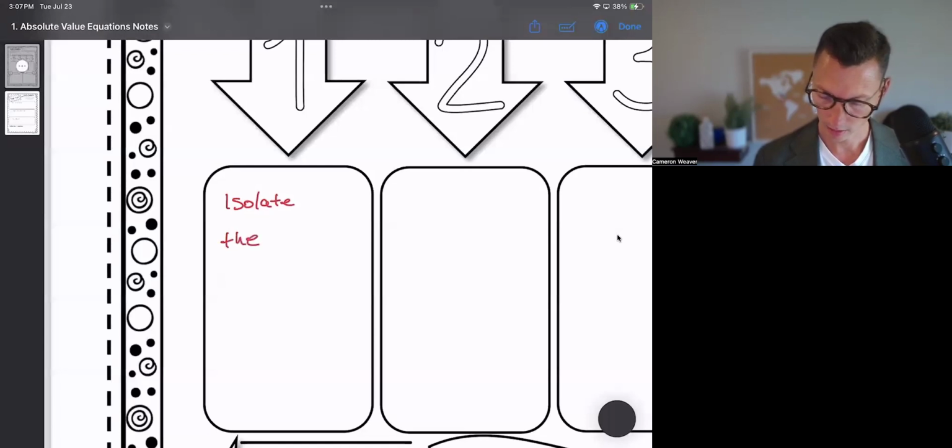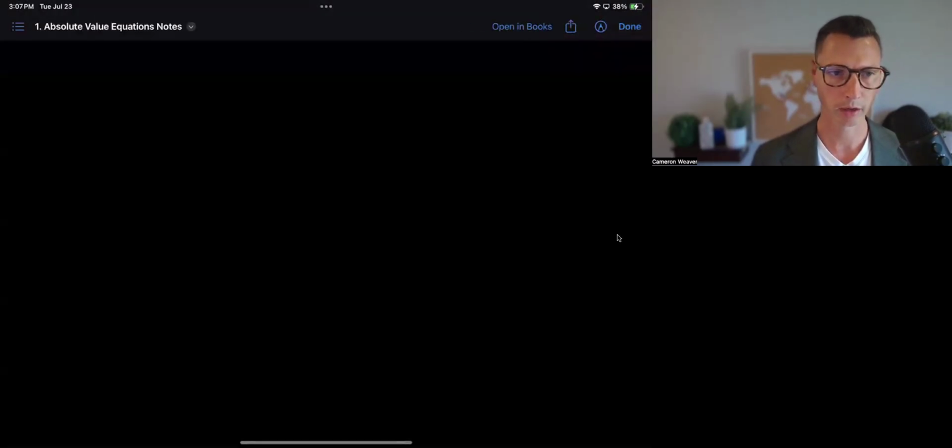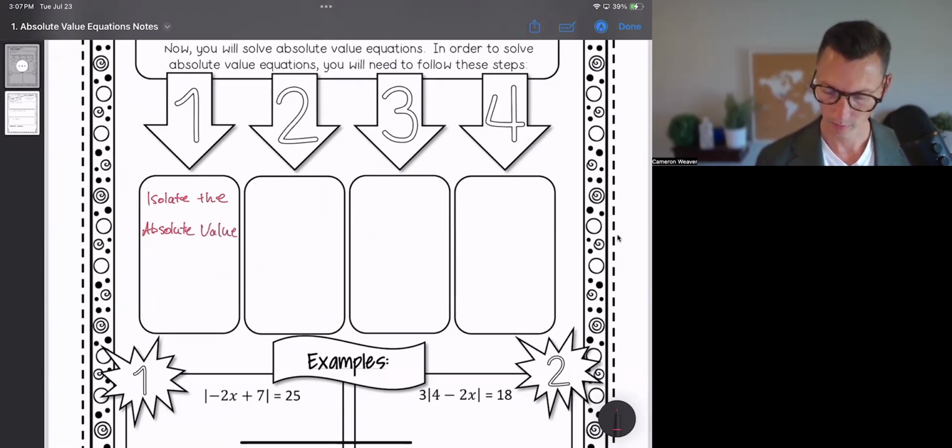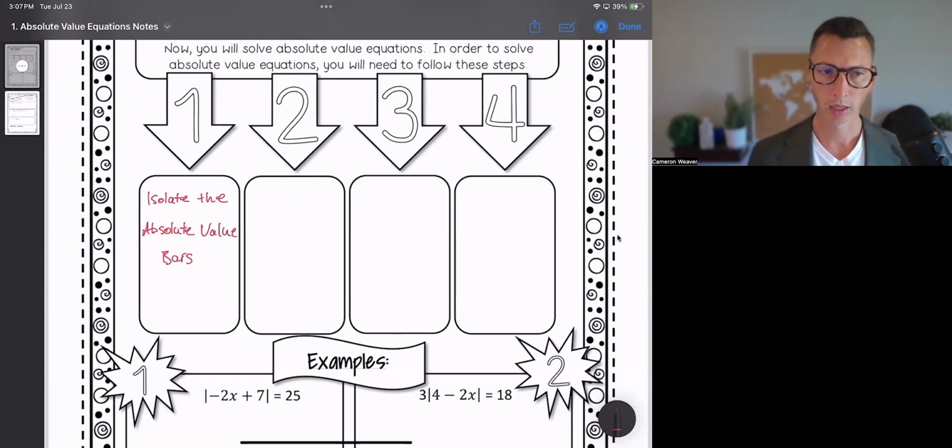the absolute value bars. Isolate the absolute value bars. So before I go, I accidentally just erased that. Sorry, guys. Let me do this one more time. Isolate the absolute value bars.